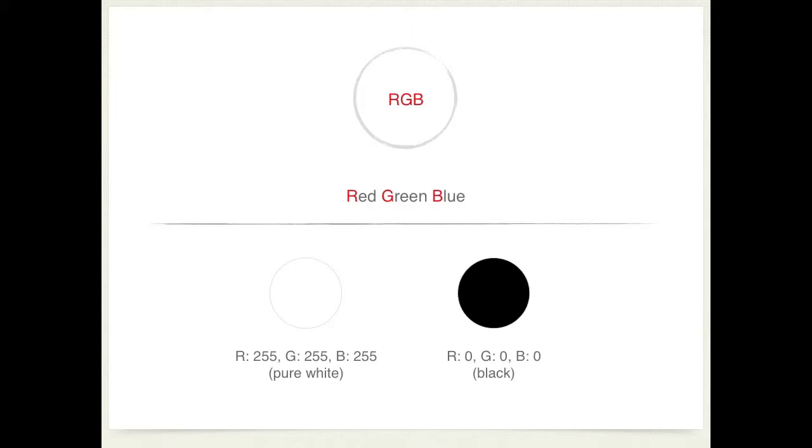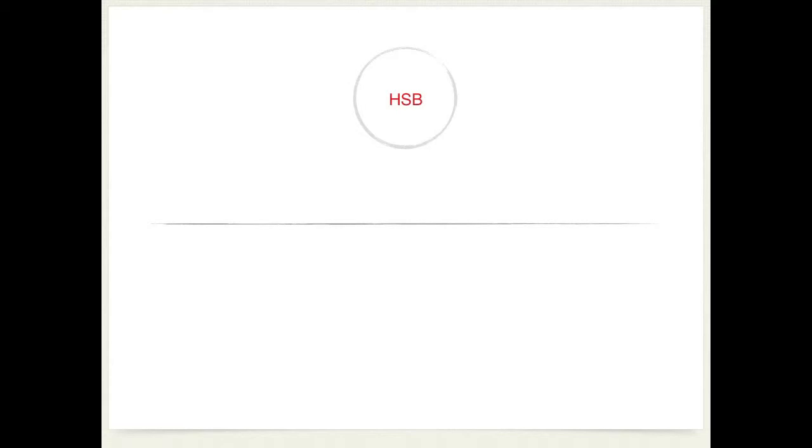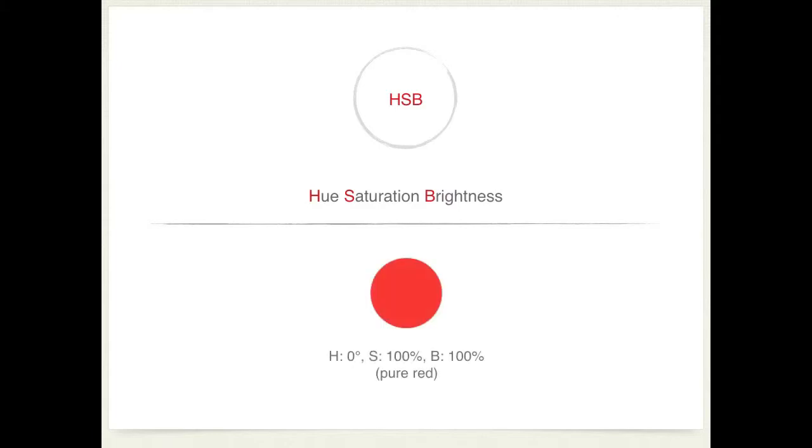Another color model is HSB. It stands for hue, saturation, brightness. And it's almost the same as RGB, except the values represent different things. Here's an example. 0 degrees for hue, 100% for both saturation and brightness. Now, this one will give us pure red.